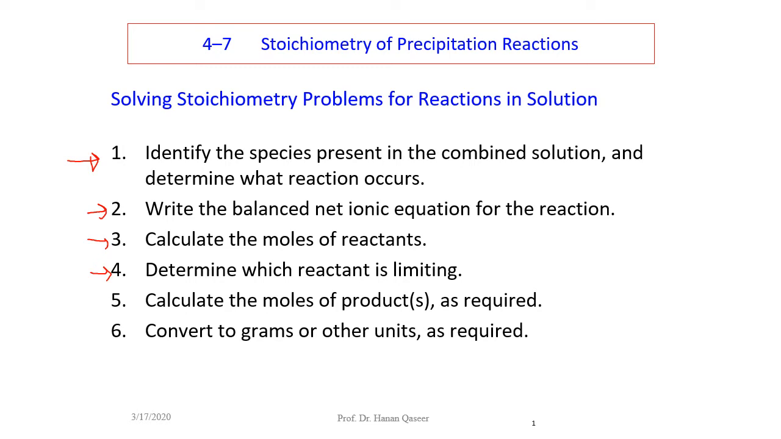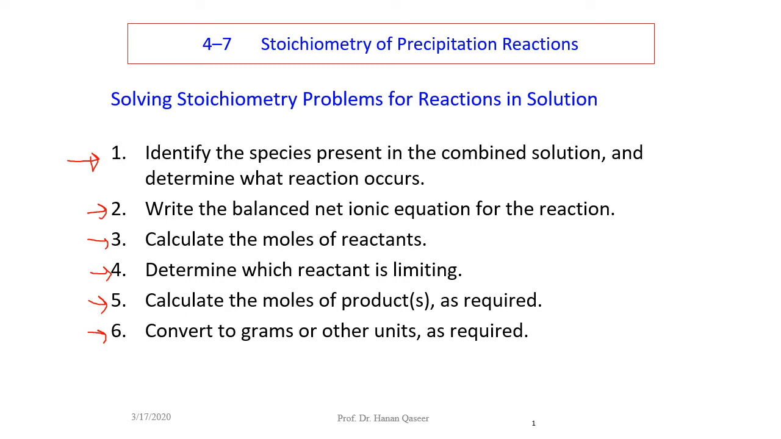5. We calculate the number of products as required. Finally, we convert the number of moles to grams or other units as required. These are the 6 steps needed to solve any problems concerning the precipitation reaction in solution.